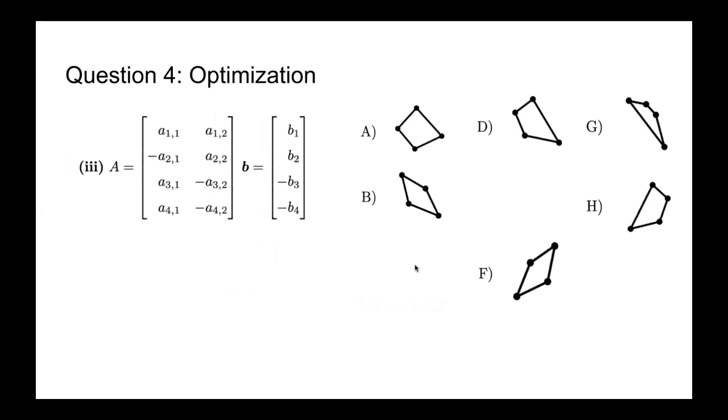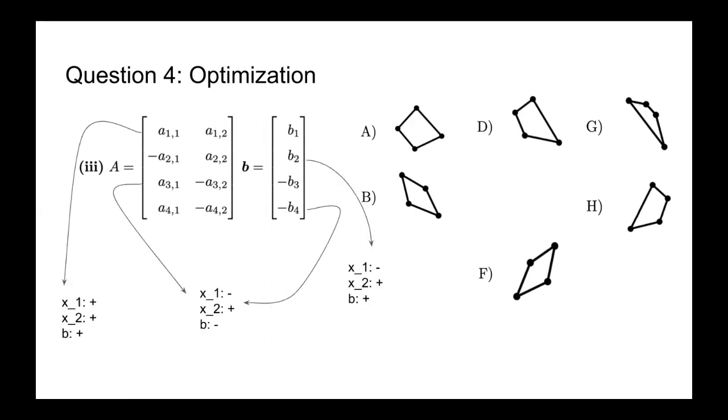Now looking at example 3, where we're given this configuration of A and B matrices. We can also do something similar by observing the properties of this A and B matrix. This is what it would look like. So for the first constraint, we can see that both the x1 and x2 intercepts are going to be positive. And then the b value that's given is also positive.